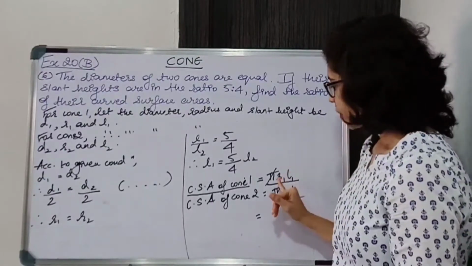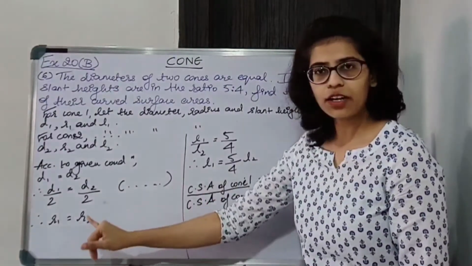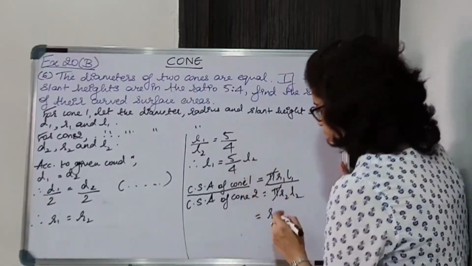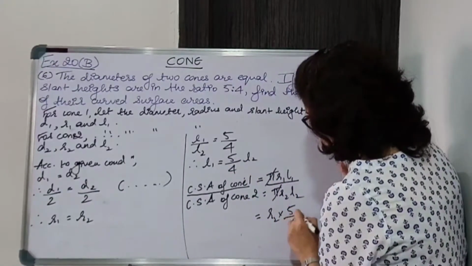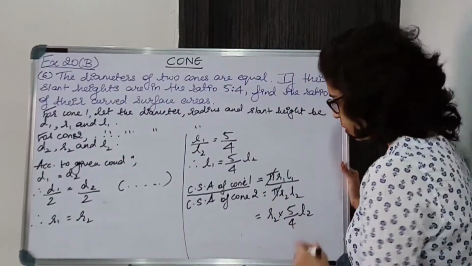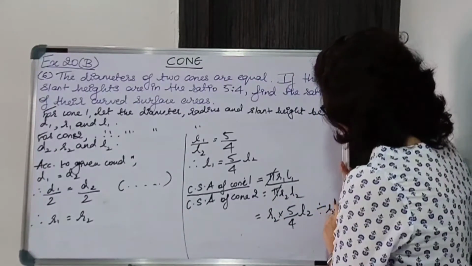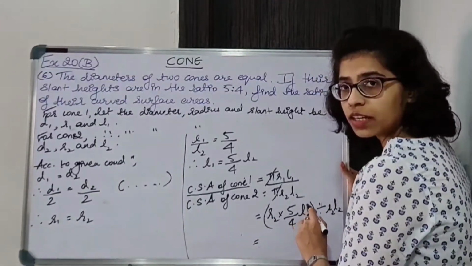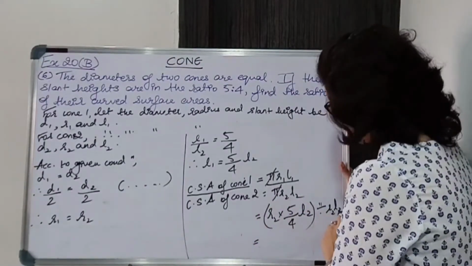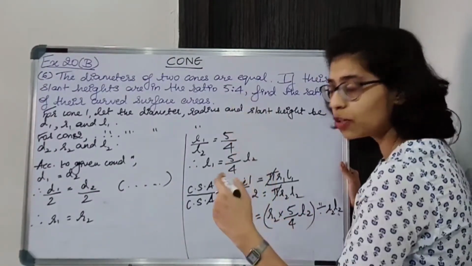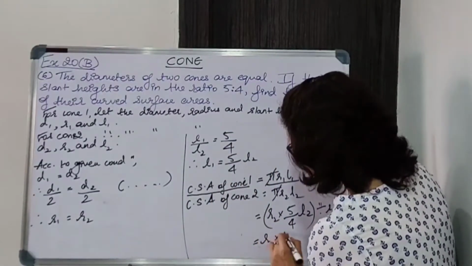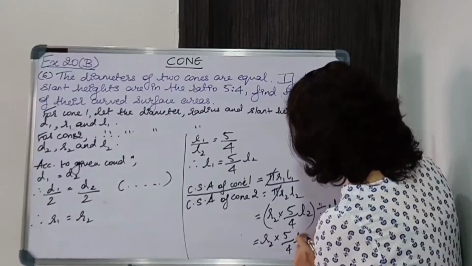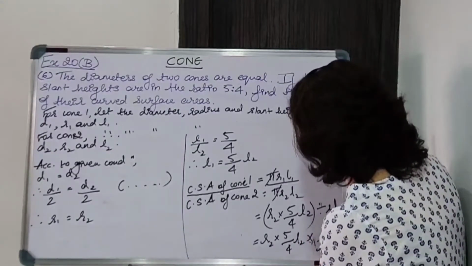Now R1 and L1. R1 is equal to R2, so I can write this as R2. L1 is 5/4 of L2, divided by R2 L2. Division. Okay, if I turn it into multiplication, this will become reciprocal. So R2 L2 will become 1 upon R2 L2. So R2 into 5/4 L2 multiplied by 1 upon R2 L2.